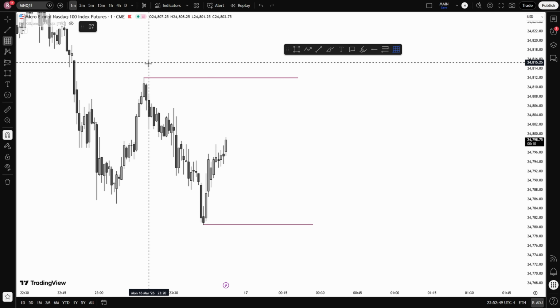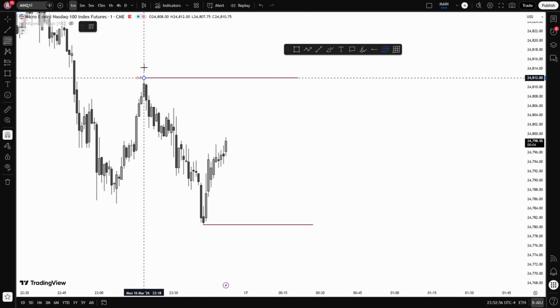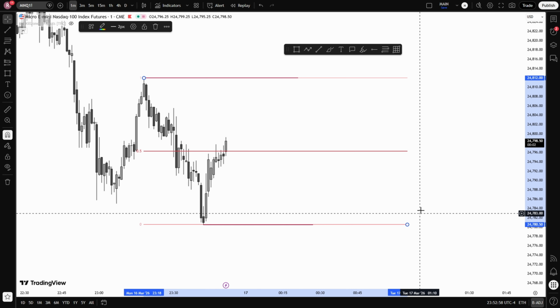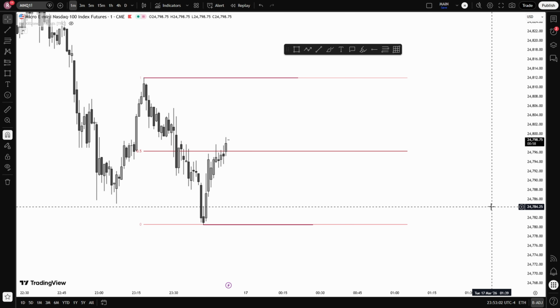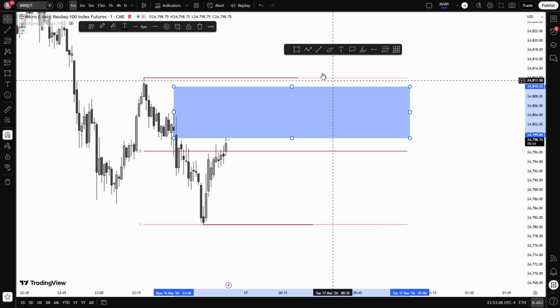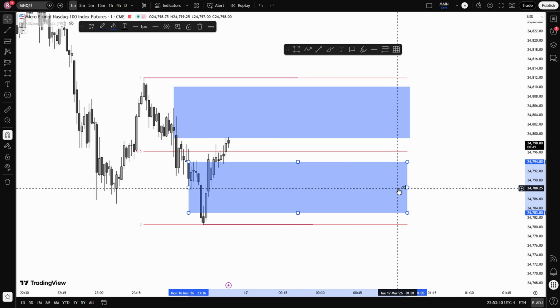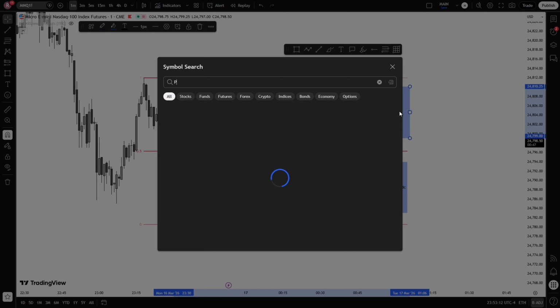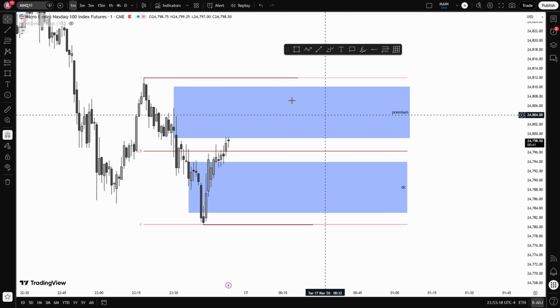Now once I do that, I can clearly see where the equilibrium of the range is, which is the 0.5 level on the Fibonacci. This level represents the midpoint of the range, so this is very important. Anything above the 0.5 level is considered premium. Anything below the 0.5 level is considered discount. To make things clearer, I often extend this range or box to the left so I can better visualize where price is trading relative to that equilibrium.